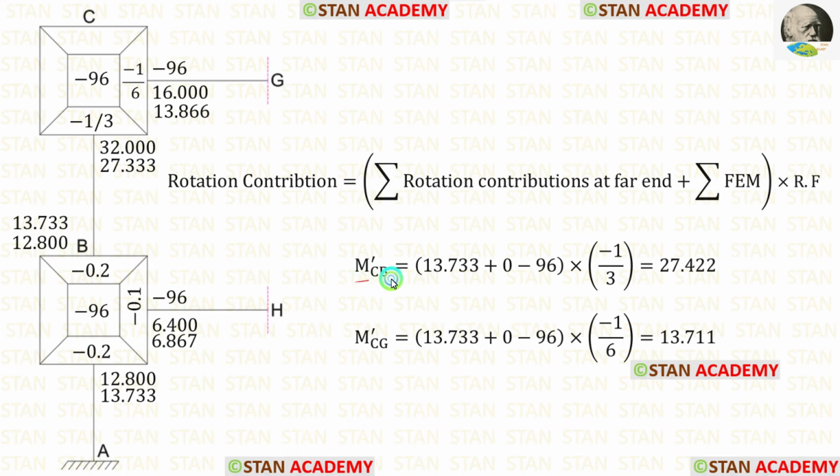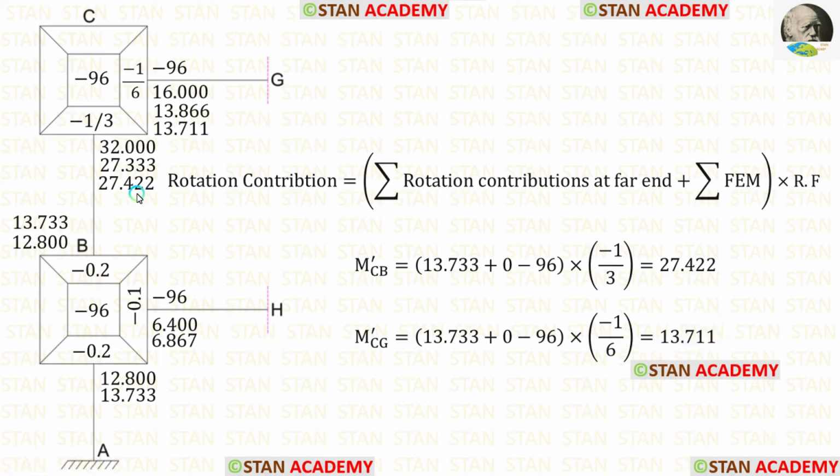Let us find M'CB. At point B, we have the rotation contribution. Let us apply that. Then let us apply the summation of fixed end moments. The rotation factor for CB is minus 1 upon 3. Finally, for M'CB, we are getting this. To find M'CG, we have to apply the rotation factor. After calculation, we will get M'CG. Let us apply the values of M'CB and M'CG.